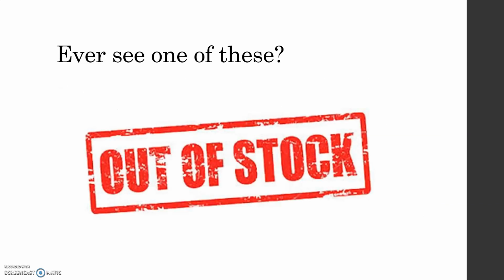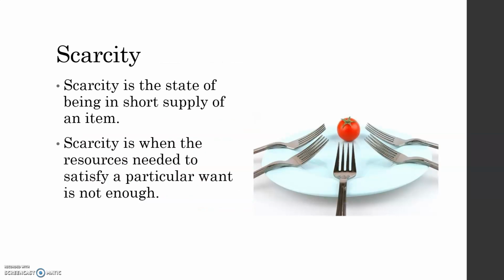Now, ever see one of these things? Yeah, I think a lot of us have. That's something known as scarcity in economics. Scarcity is the state of being in short supply of an item. You see that there's 5 forks there, but there's only 1 tomato, or tomato, whatever you prefer to call it. Scarcity is when the resources needed to satisfy a want are simply either not available or just not there.